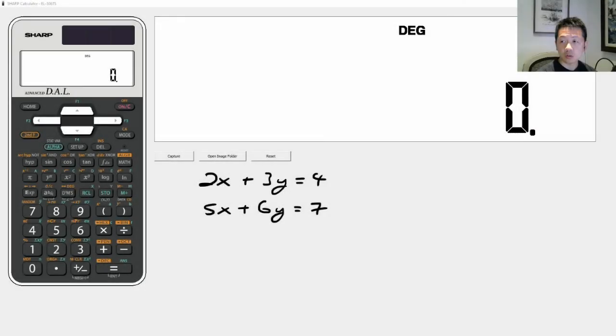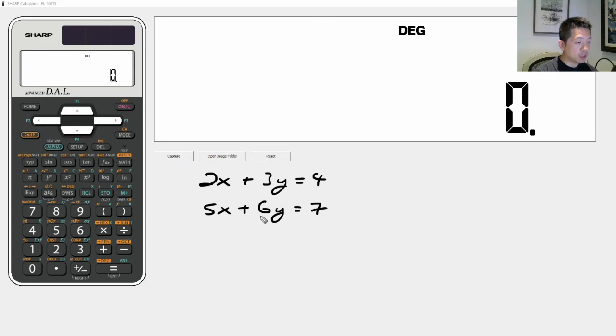Hi, so in this video, I'm going to show you how to solve a first degree with two variable equations. Okay, so a system of equation basically. So if I'm looking at this example here, I have 2x plus 3y equal to 4 and 5x plus 6y equal to 7. The way that we are going to solve it normally by hand is to multiply.